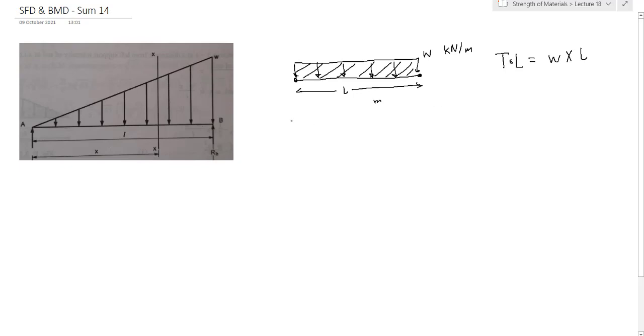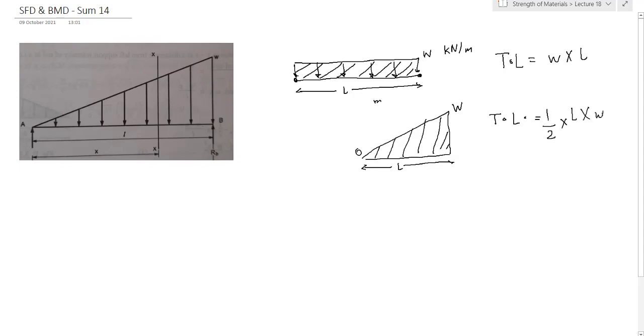Similar to that, in case of a uniformly varying load, this is my uniformly varying load. Here it is 0, here it is W. The total length is L. What will be the total load? Total load will be the area of this. Now what is this? This is a right angle triangle. What is the area of a right angle triangle? Area of any triangle is half into base into height. So it will be WL by 2. That will be the total load applied by this entire load, right?